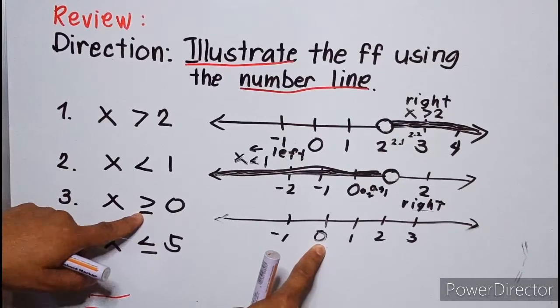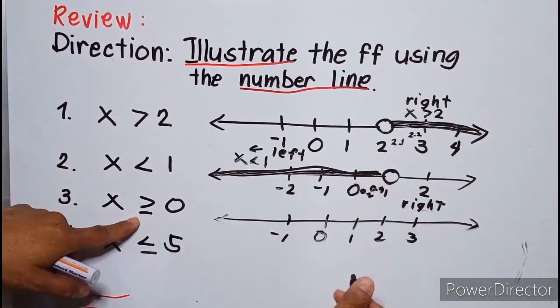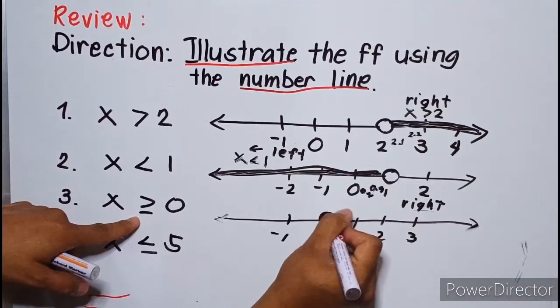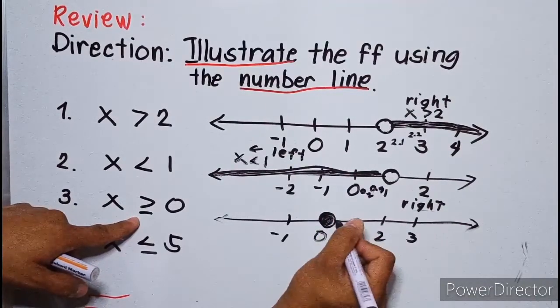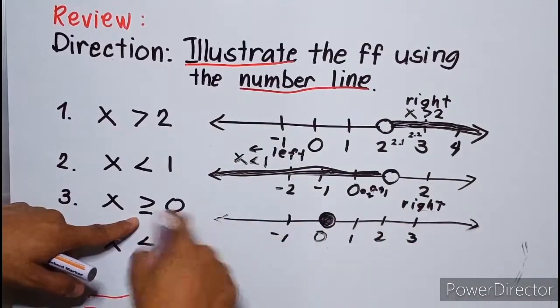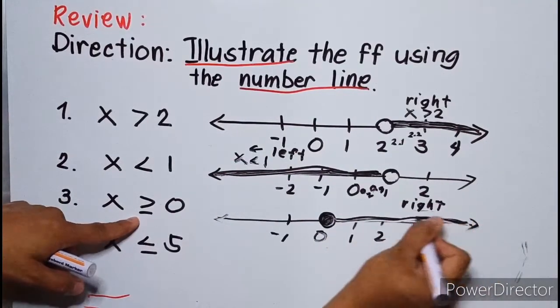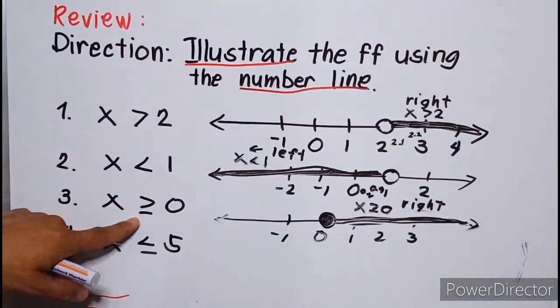Now, it says here, greater than or equal. Pag sinabing or equal, kasali yung 0. So, instead of making an empty circle, you're going now to block the circle, meaning kasali si 0. So, full circle siya, kasali si 0, then going to the right because it's greater than. So, this illustrates our inequality: x is greater than or equal to 0.